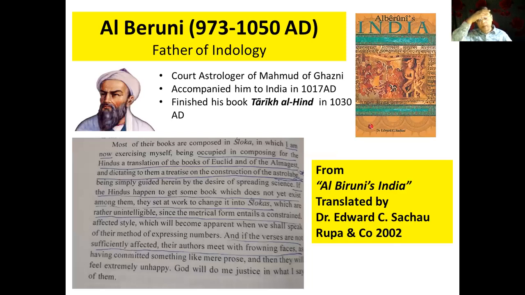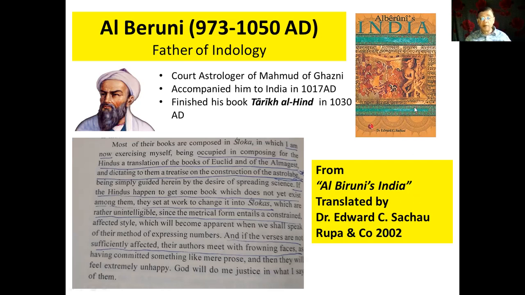In fact, it is interesting to talk about Beruni here, who came to India in 1017 AD, when Mahmud of Ghazni attacked India. He was one of the courtiers of Mahmud of Ghazni, and he came along with him. Then he lived in India for a long time, 13 years, from 1017 to 1030. And then he wrote a book, Tarikh al-Hind, that means History of India, written 1,000 years ago.